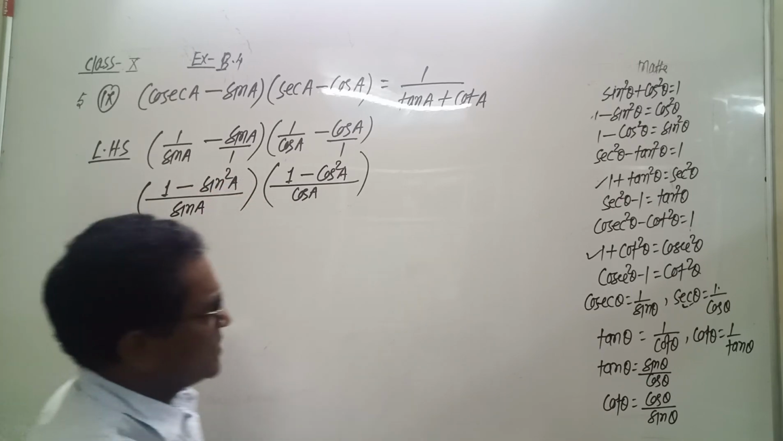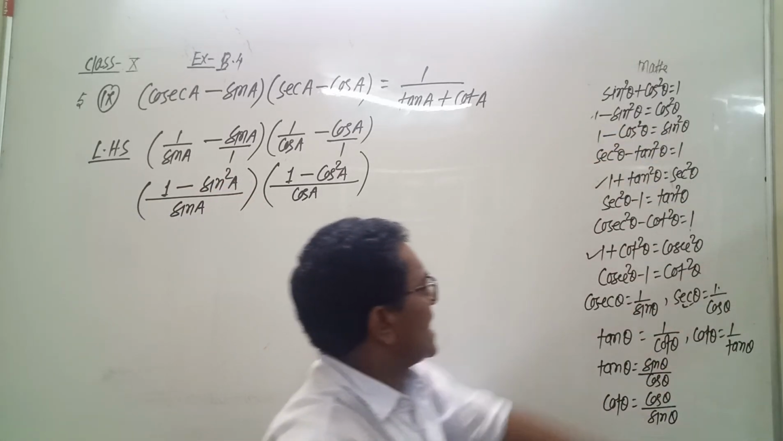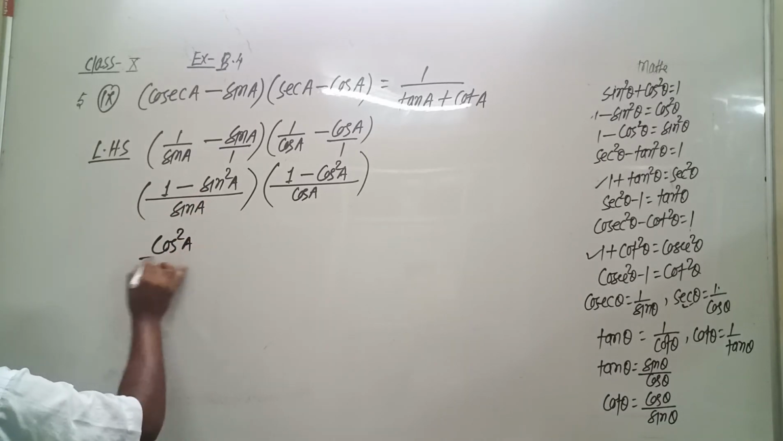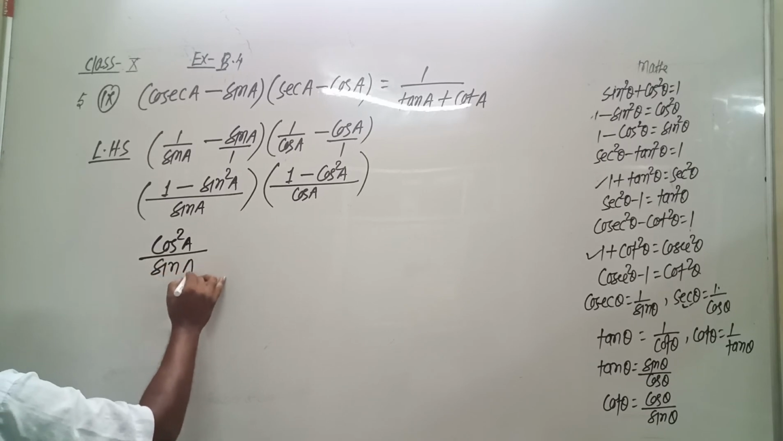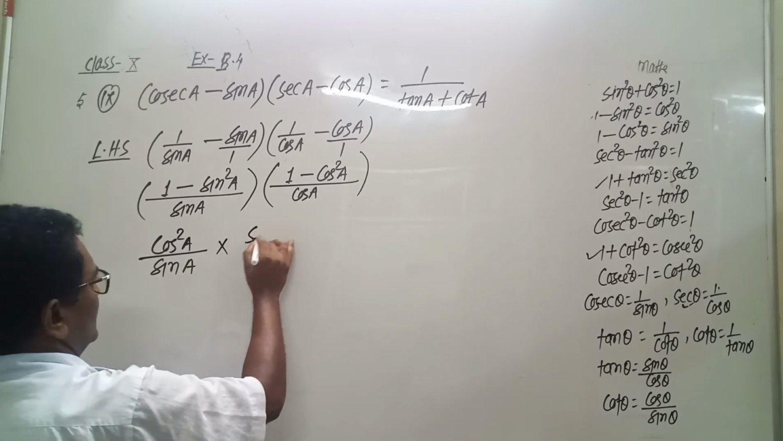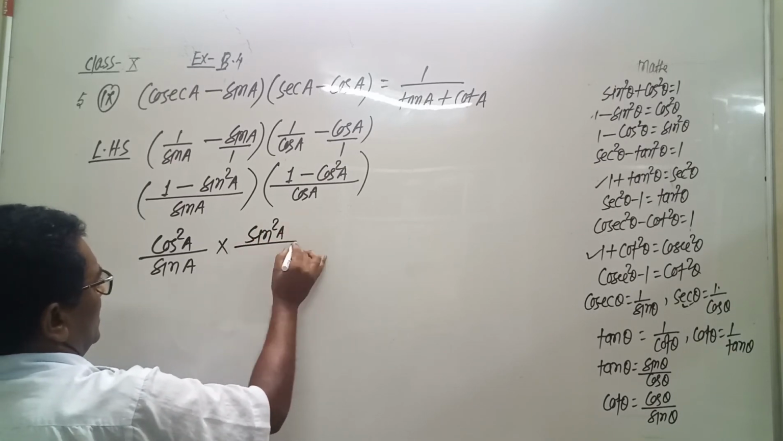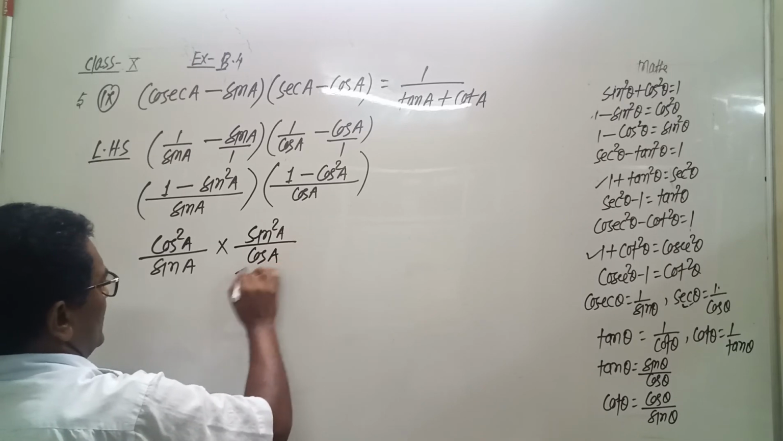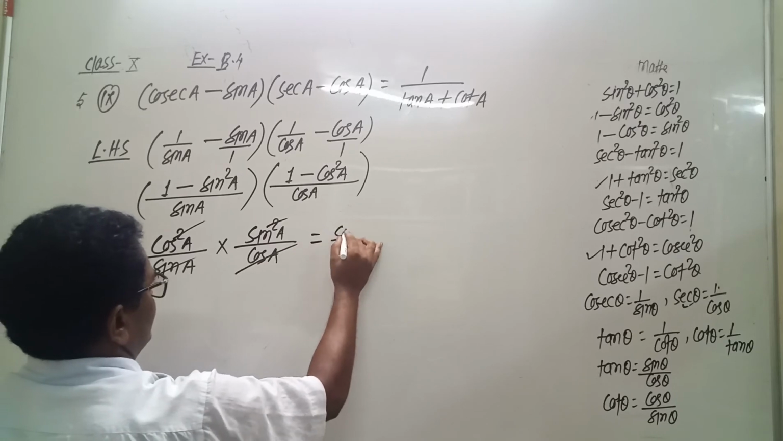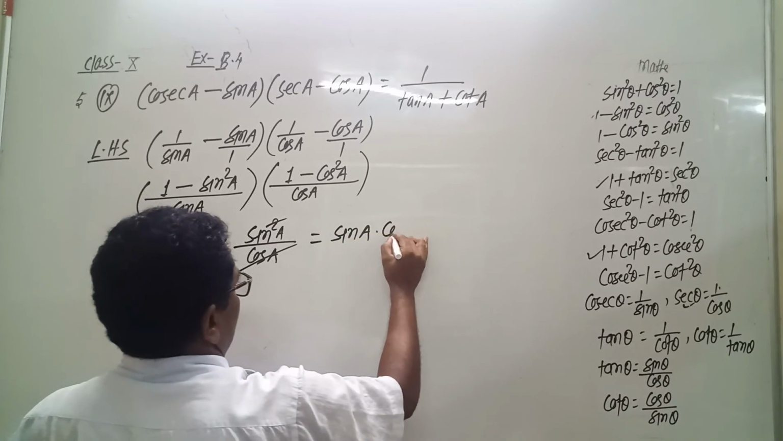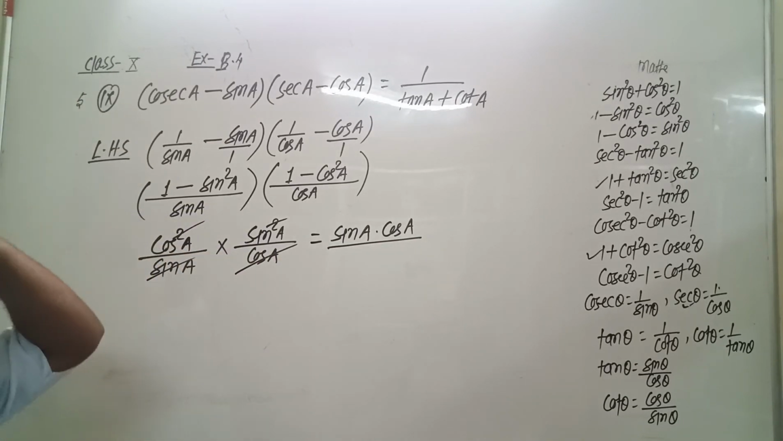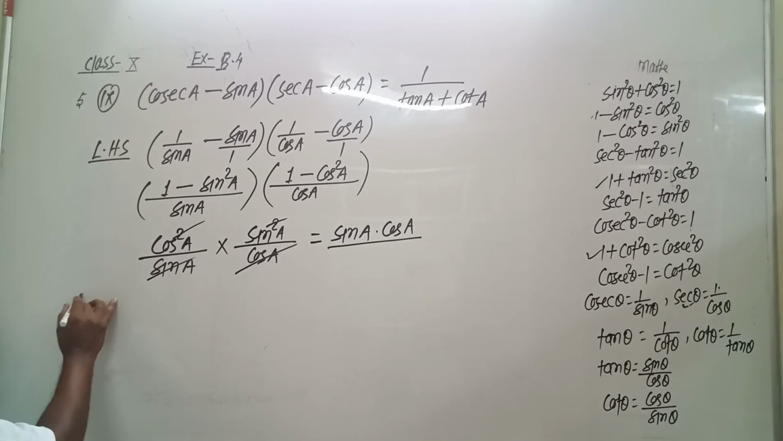1 minus sin square theta is cos square theta. So 1 minus sin square A becomes cos square A upon sin A. And 1 minus cos square A is sin square A upon cos A. So cos cancels and sin cancels, and we get the result sin A into cos A. This is LHS. Now we have to solve the RHS also.